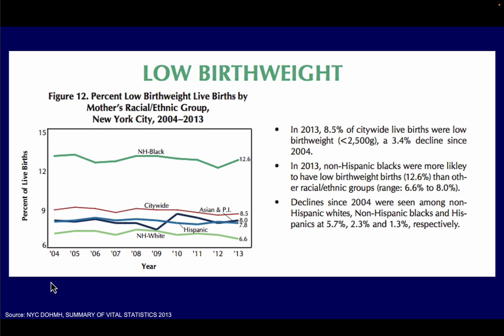Low birth weight is a risk factor for bad health outcomes, including infant mortality, and using the information on the birth certificate, it's also possible to track trends in the proportion of live births with low birth weight, defined as less than 2,500 grams at birth. And you can see here, again, from an older report, since it wasn't in the 2020 report, there's substantial racial and ethnic disparities in low birth weight that have persisted for quite some time in New York City.